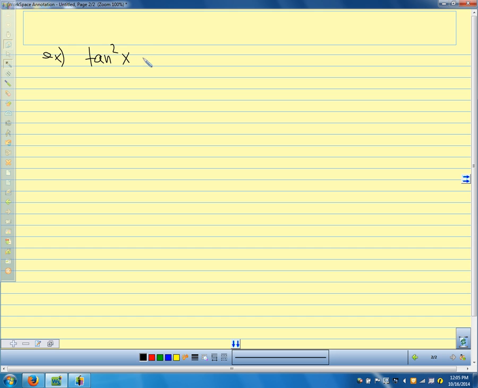Tangent squared x minus 3 equals 0. All right, so let's focus, guys. What are we going to do here? Tangent squared x, we add 3 to both sides, equals 3. Take the square root. Now we need to be careful here. Tangent x equals, when we take a square root, plus or minus square root 3. Be careful with those square roots.